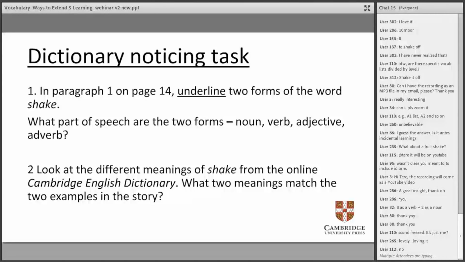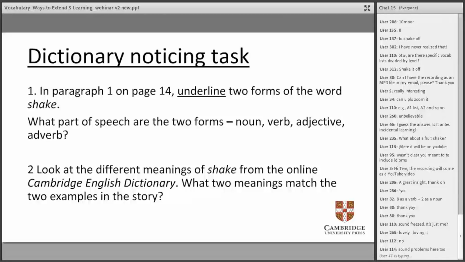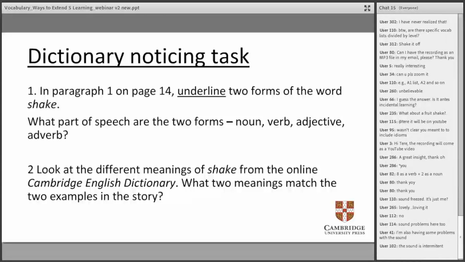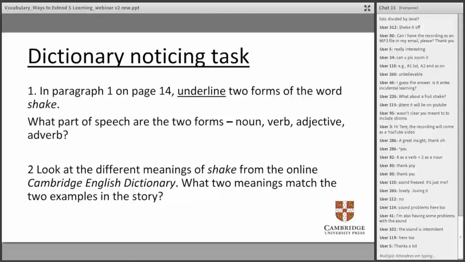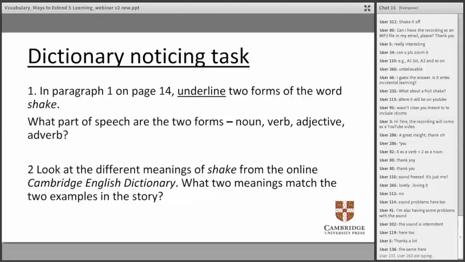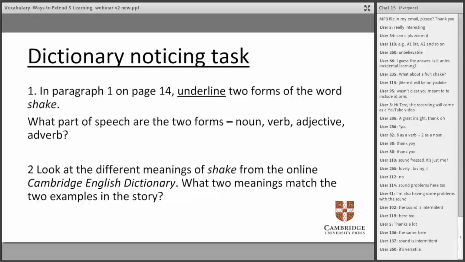Then I got them to look at the different meanings of shake from the online dictionary and match the meanings to the examples. Now, not all of the students got the answers right, and that's not important. The issue here is not being right or wrong. Students will often just look at the first meaning and then not look any further.